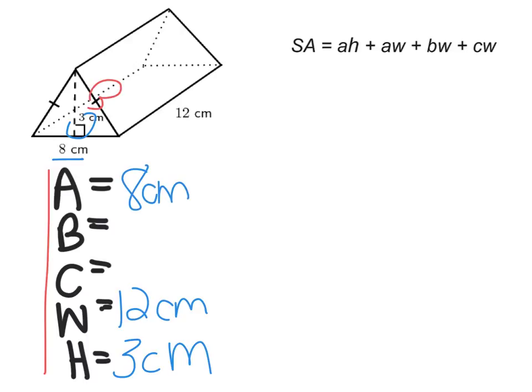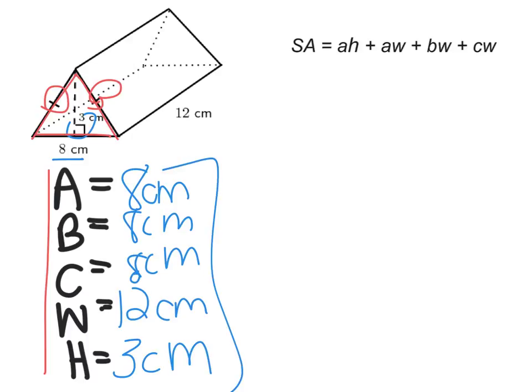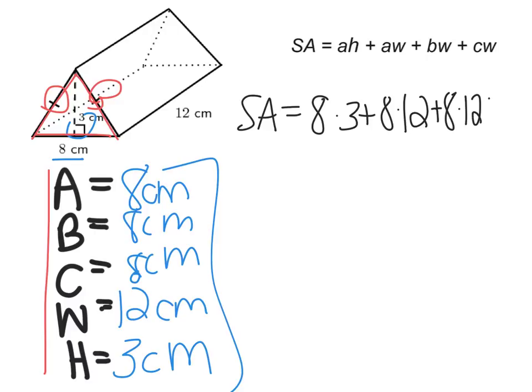See these lines? This line, this line? That tells us that all of the sides of the triangle are equal. So that means that B and C are also going to be 8 centimeters. So now all we need to do is put these numbers into our formula. So let's go ahead and write this out. Surface area equals A times H, which would be 8 times 3, plus A times W, which would be 8 times 12, plus BW, 8 times 12, plus CW, 8 times 12.